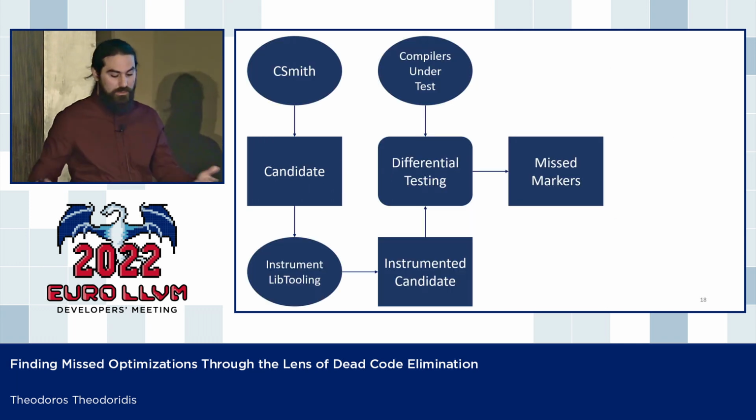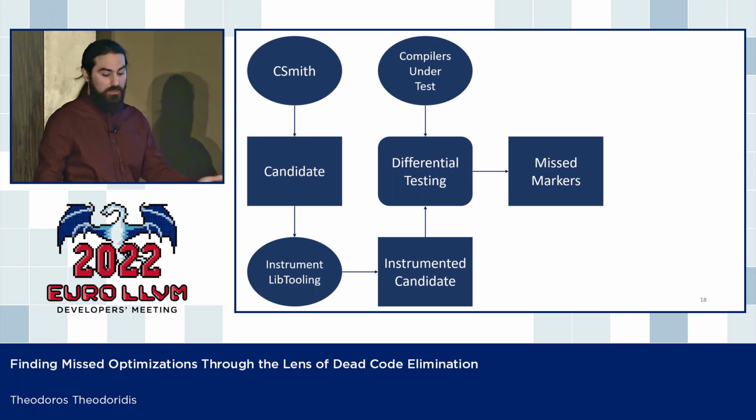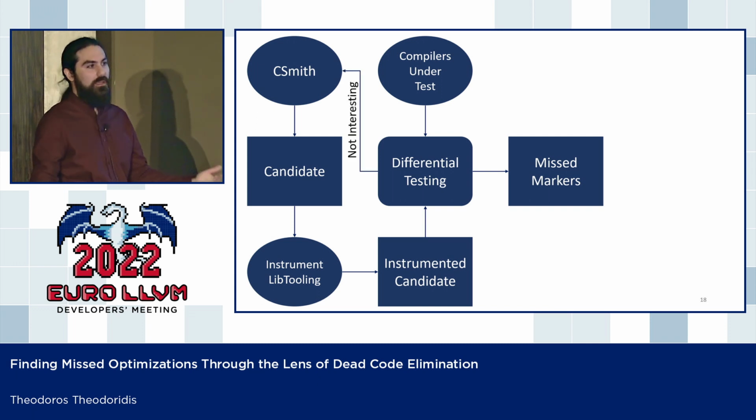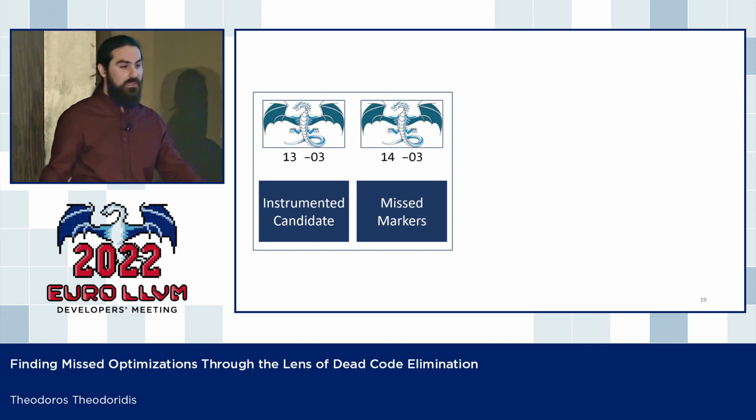For a given instrumented input and the number of compilers that we are testing, we are trying to find if there are certain markers that are missed. If we hadn't found a difference, we would just continue looping until we find one. So that's our test case that demonstrates the missed optimization. So for a given piece of source code and two compilers, we know that one is missing something.